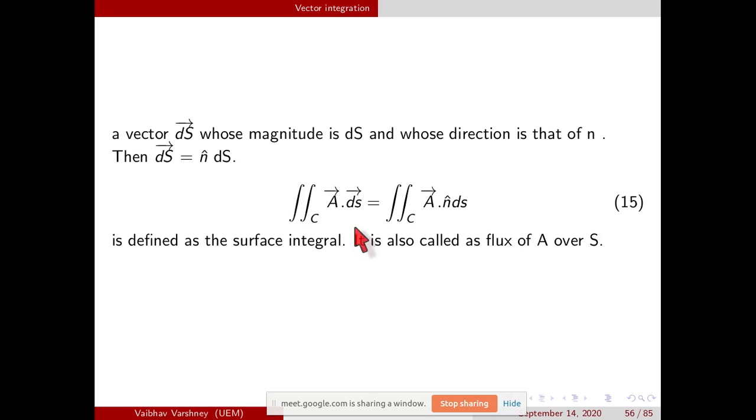In this way we can write the surface integral of A dot ds through this C. Here it is not a curve, it's a surface area, meaning it's a surface through which we are calculating the surface integral. So we can write A dot ds is equal to A dot n cap ds. This whole term is called a surface integral.